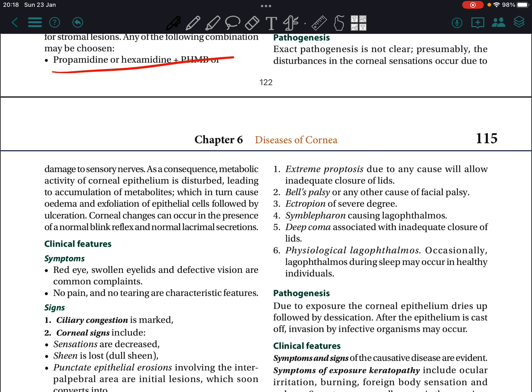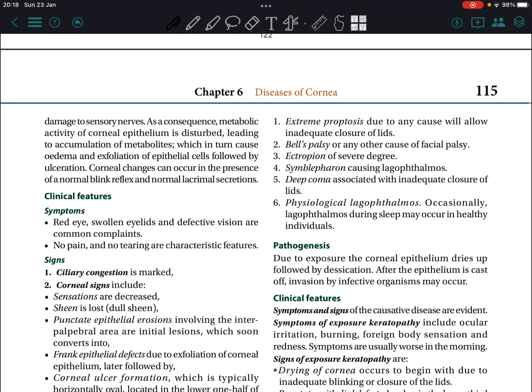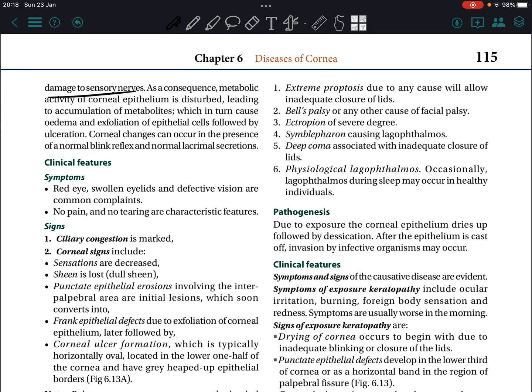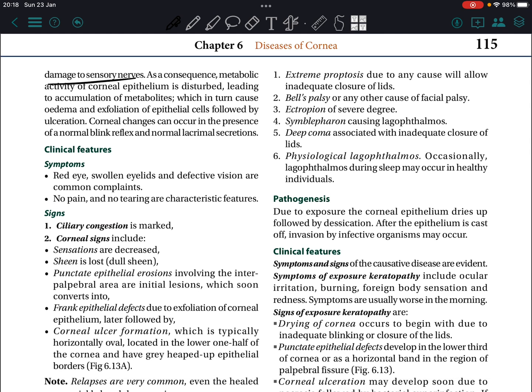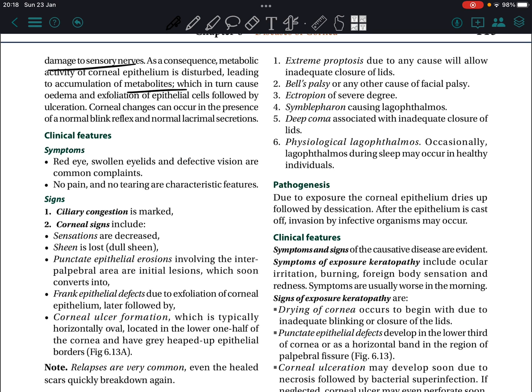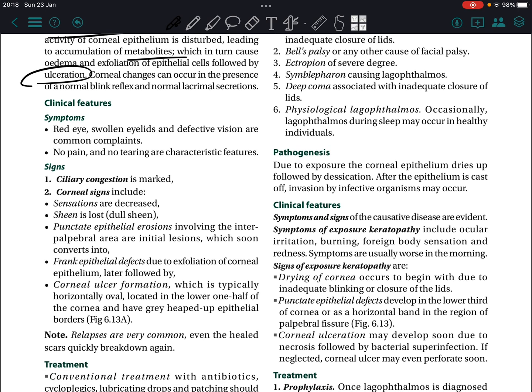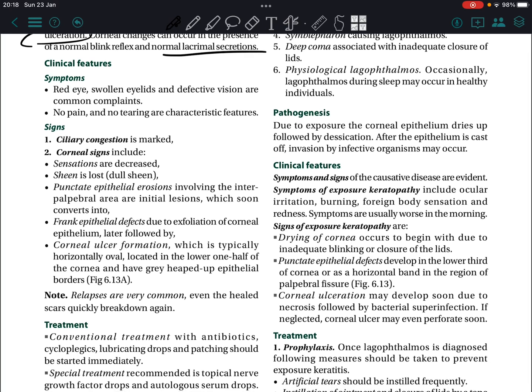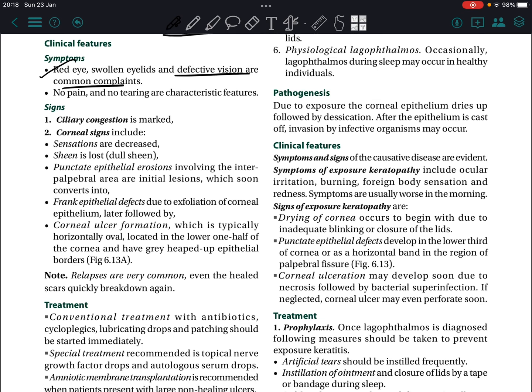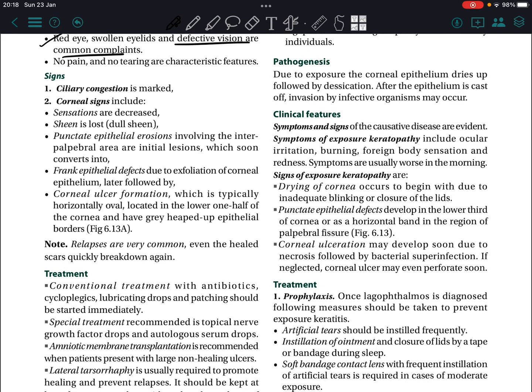Pathogenesis is not clear. Presumably the disturbance in corneal sensation occurs due to damage to sensory nerves. As a consequence, metabolic activity of the corneal epithelium is disturbed, leading to accumulation of metabolites, which in turn cause edema and exfoliation of epithelial cells followed by ulceration. Corneal changes can occur in the presence of a normal blink reflex and normal lacrimal secretions. Clinical features: symptoms include red eye, swollen eyelids, and defective vision as common complaints. No pain, no tearing or other characteristic features.